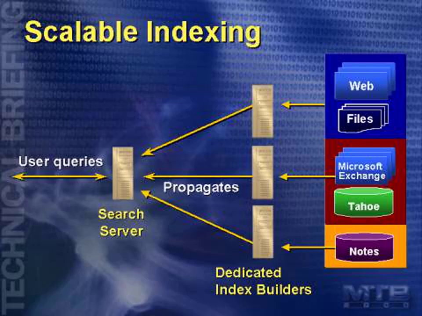So what I've shown you here is a topology where we have 3 machines that we want to go at. The web files and files on file shares, Microsoft Exchange 5.5 or Microsoft 2000 public folders, other Tahoe servers, or Notes databases. And we go out and crawl that with our dedicated index build machines. And as they are finished crawling, we propagate that dedicated workspace index into our search server and make it available for user queries.